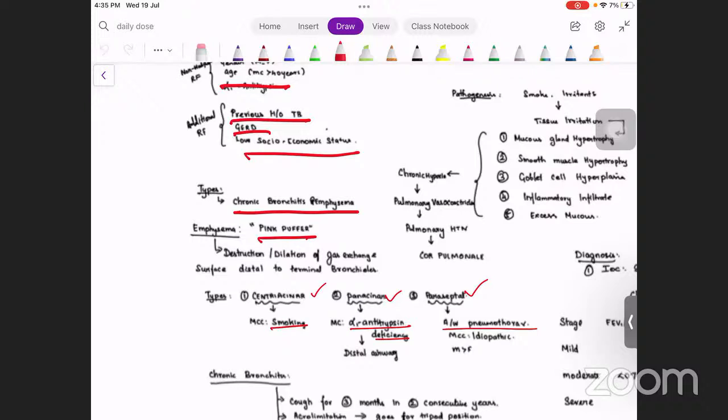So what is emphysema? Dilation of your distal alveoli and terminal bronchiole, which prevents gas exchange, is so-called emphysema, which is of three types: centriacinar, panacinar, and paraseptal. Centriacinar is associated with smoking, while panacinar is associated with alpha-1 antitrypsin, while paraseptal is associated with pneumothorax.